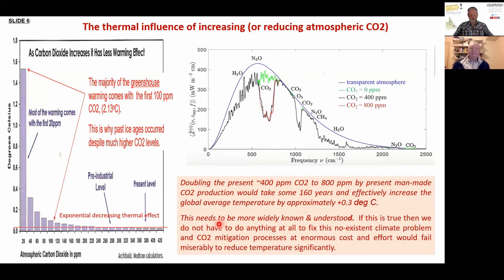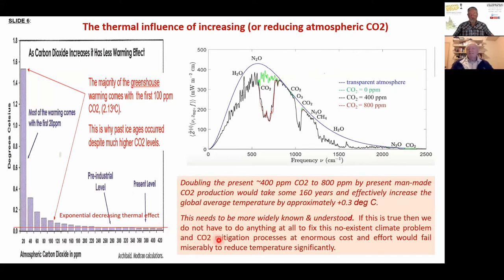Now this needs to be more widely known and understood. If this is true, and there's some debate about this, but if this is true, then we do not have to do anything at all to fix this non-existent climate problem, because adding more in is not going to significantly increase the temperature because it's reaching saturation levels.